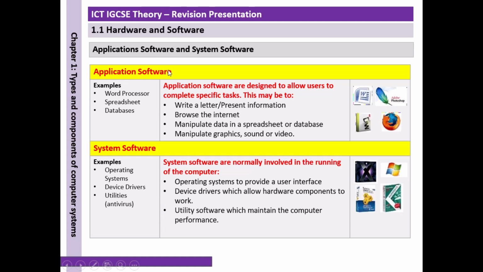If we start with application software, it is designed to allow users to complete specific tasks. If you're using Microsoft Word, you'll be able to type letters. If you're using Microsoft PowerPoint, like the one I'm using here, you'll be able to present information to the audience. If you're using the internet, you'll browse for information. If you're using Microsoft Excel, it will enable you to manipulate data and prepare graphs. And if you're using a database, which is Microsoft Access, you'll be able to store information in tables.